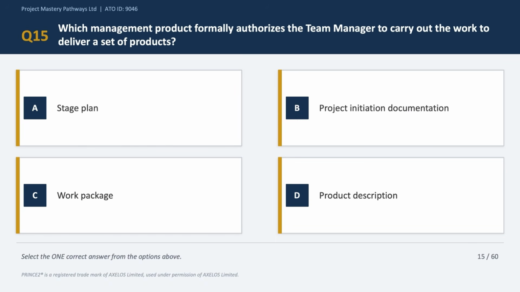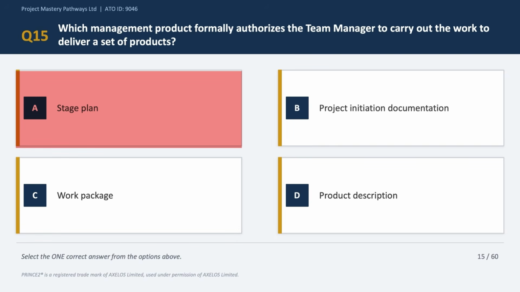Right, so question number 15, and this is a management product question. So the question is asking which document gives the team manager the formal authorization to deliver a set of products. Now think about it as the flow of authority in PRINCE2. Now option A says stage plan. Now the stage plan defines all the work for the stage at a higher level. Okay, it is not the document that specifically authorizes the team manager to carry out the work, because the stage plan is an alignment between the project board and the project manager. Okay, so option A is incorrect.